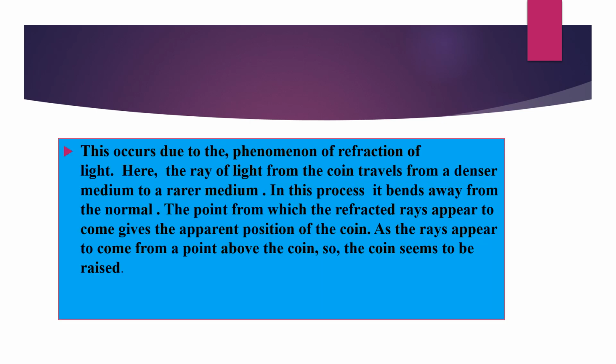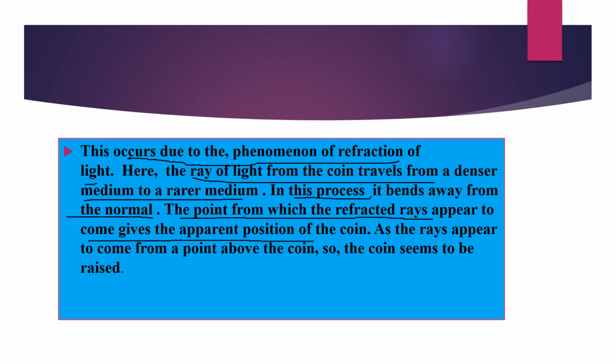This occurs due to the phenomenon of refraction of light. Here, the ray of light from the coin travels from a denser medium to a rarer medium. So what is your denser medium? Water, to a rarer medium, air. In this process, it bends away from the normal, that is from water to air. So the point from which the refracted ray appears to come gives the apparent position of the coin. That is not the actual position. It is just the refracted ray coming out. So that is the apparent position of the coin. As the ray appears to come from a point above the coin, the coin seems to be raised. So this is the theory behind this.